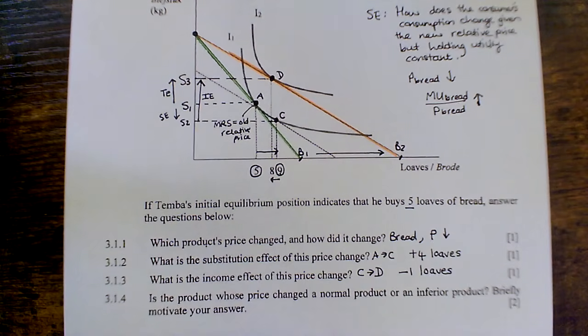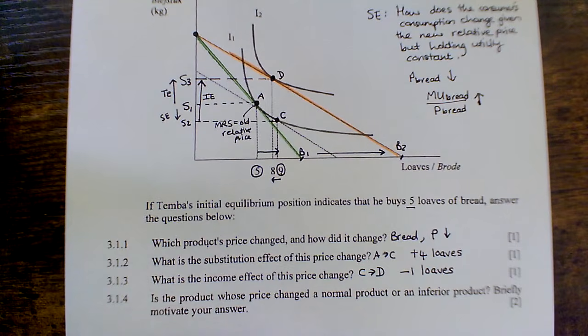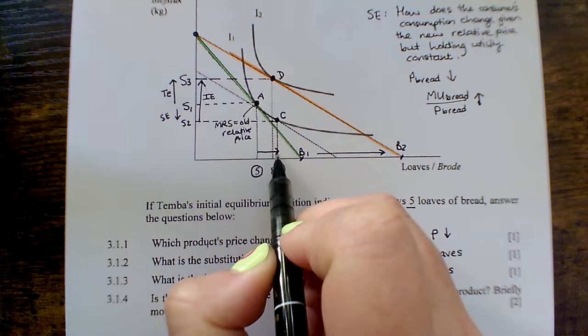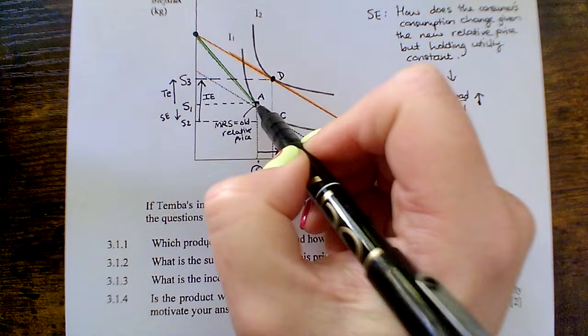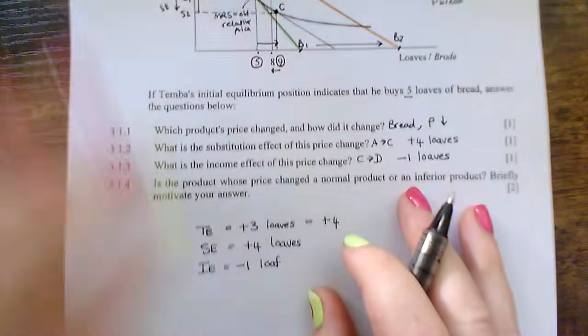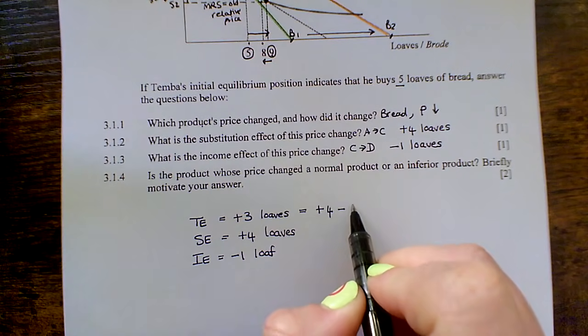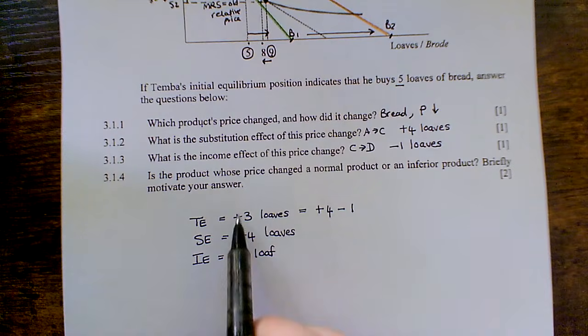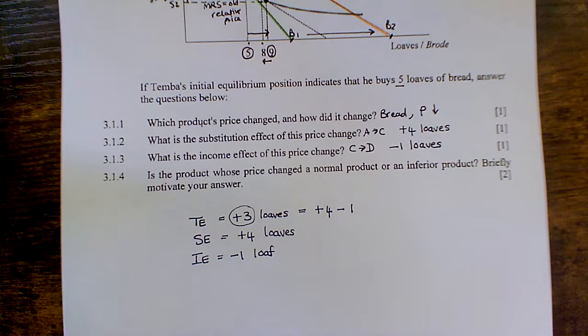In the case of bread, our total effect is positive. So the total effect is from 5 to 8, from A to D. So the total effect is 3 loaves extra. The substitution effect, we said, was to increase our consumption by 4 loaves, and the income effect was to decrease consumption by 1 loaf. And so we can see that the total effect, which is plus 3, is the substitution effect of plus 4, sorry, I haven't been showing you this, minus the income effect of 1. And that's where we end up with plus 3 loaves.